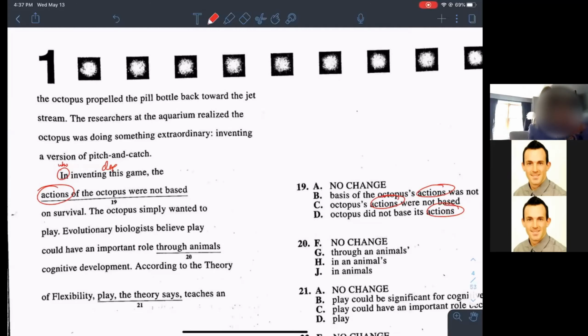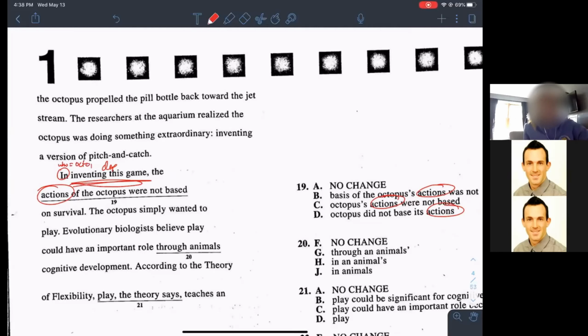In the case of the second one, B, basis of the actions, basis becomes the subject of the octopus actions, the basis becomes the subject. In C, the octopus actions are still the subject, and then the octopus is the subject in the case of D. Would it be D then? Why? Because the octopus is closer to the beginning of the sentence. Yep, because they're specifically the one inventing the game. Who invented the game was the actions, with the octopus was the basis. It has to do with specifically the octopus.